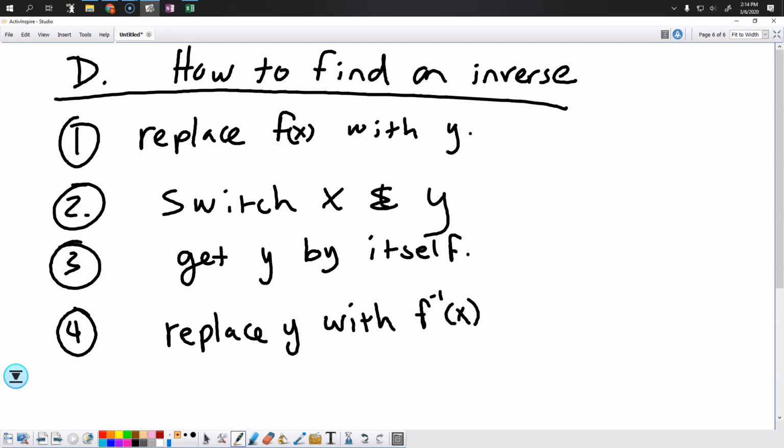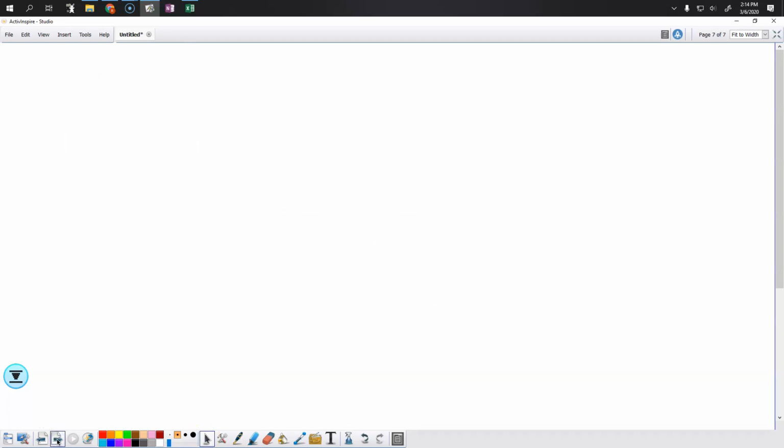So let's do an example problem. Ready? Wait, we're finally going to actually... I know. We haven't done anything. We've just been talking all block. I know. Find the inverse.